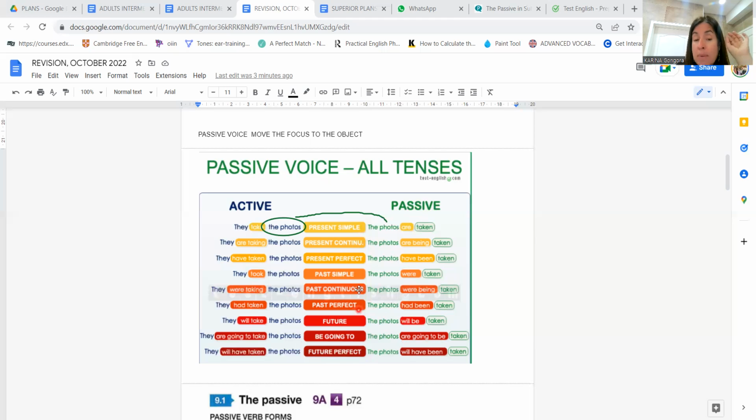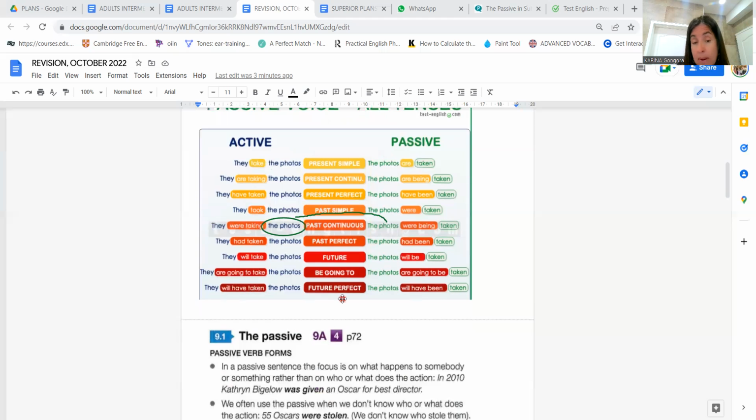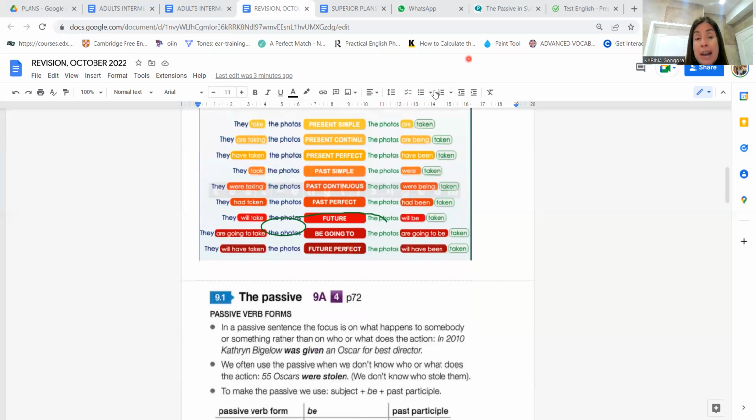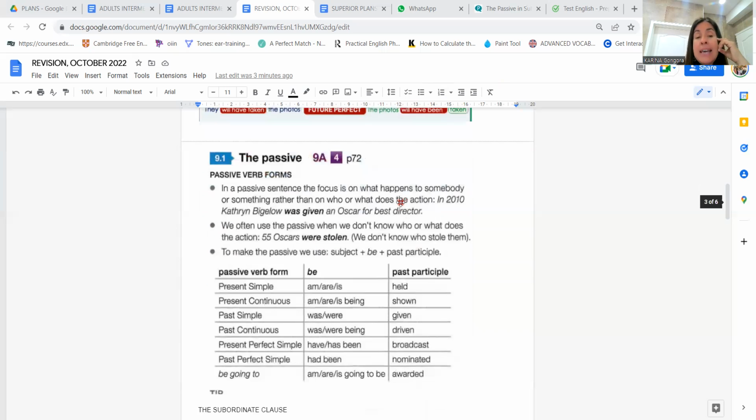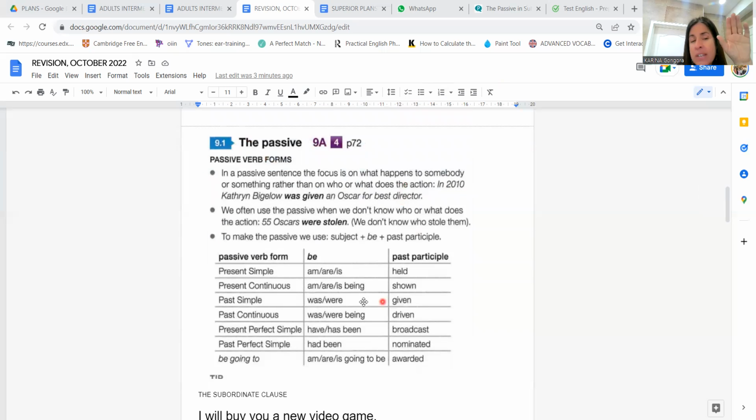Here you have all the conversions for most of the tenses. Acá tengo varios de los tiempos verbales. ¿Y cuáles son las conversiones? There you go. And here I wrote this on the board many times. Escribí esto en el pizarrón varias veces. But just in case, I included in this document how to put the verb to be in the correct way, depending on the tense, right?